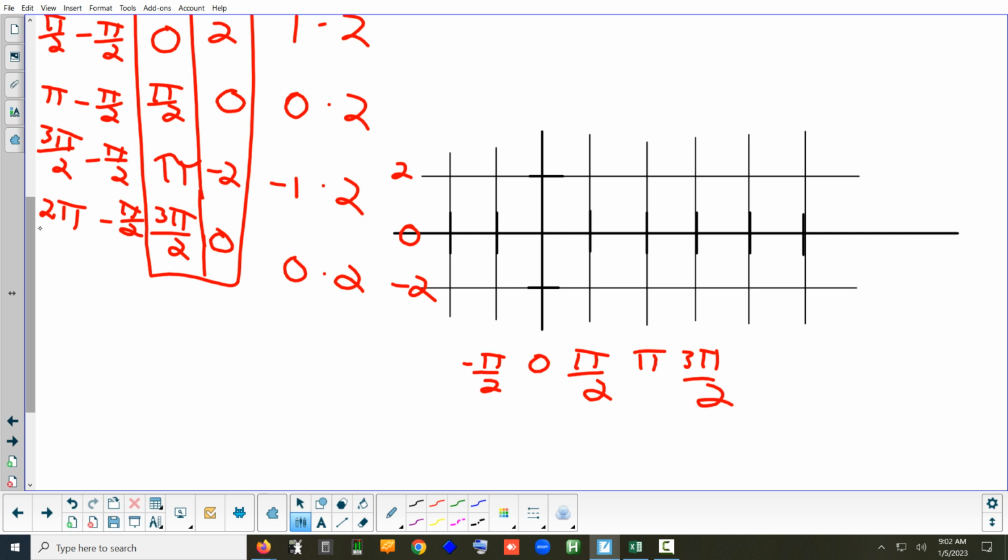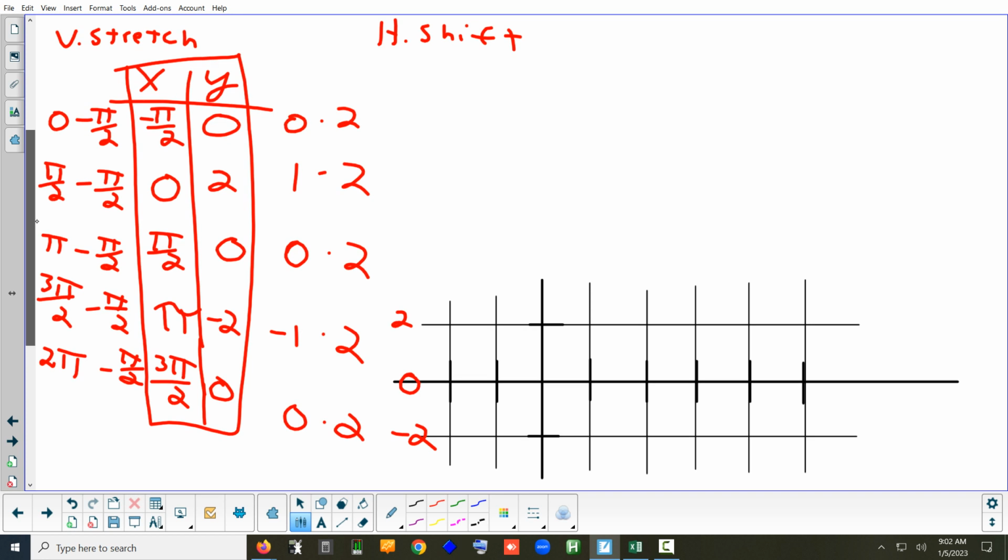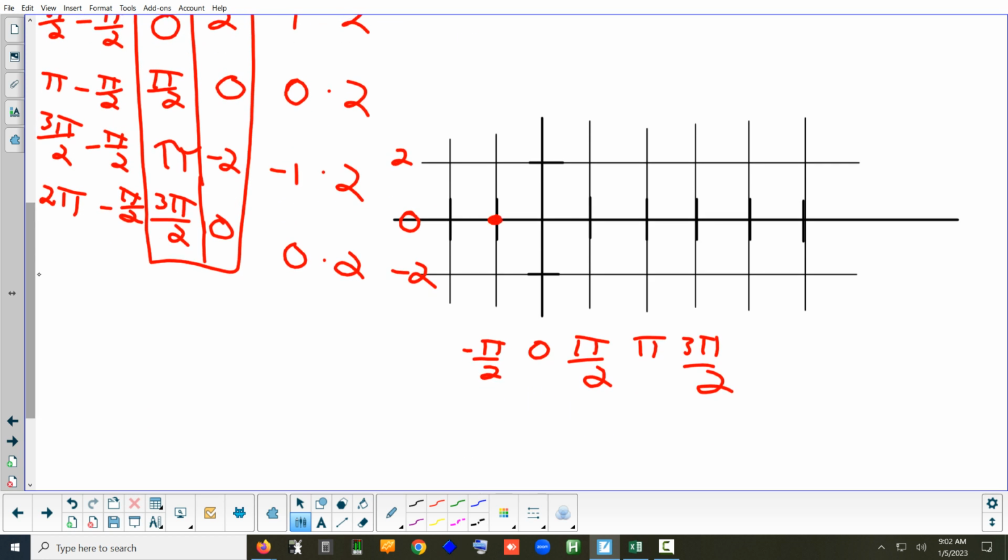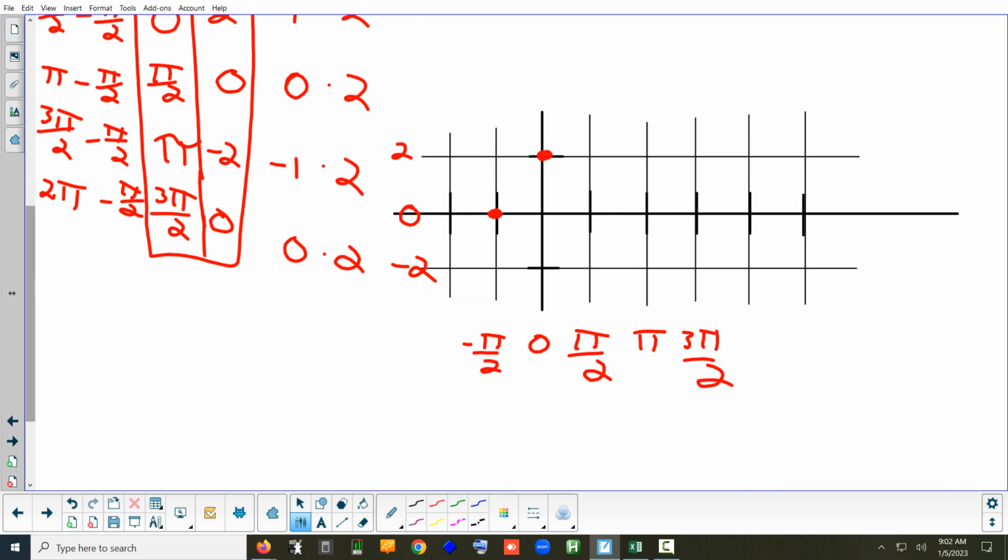Okay, so you don't need a very big piece of graph paper here. You just need like a small little section to sketch your problem. All right, so -π/2, 0. 0, 2. π/2, 0. Pi, we're at -2. And 3π/2 back to 0. It doesn't look like a vertical stretch because I scaled my axes instead of drawing my graph twice the size. Questions on the table or the sketch?